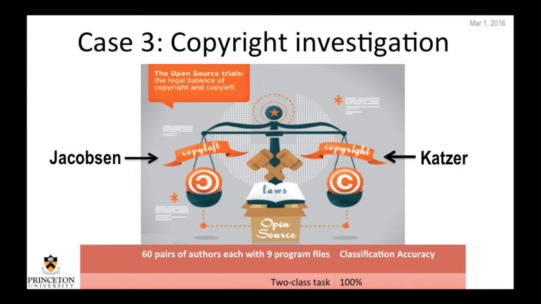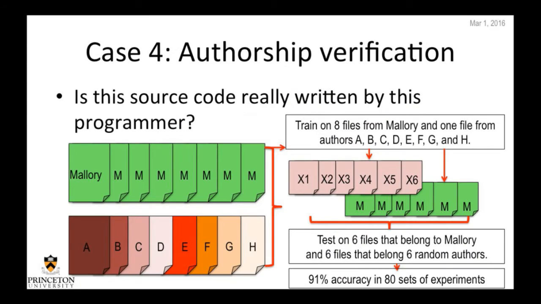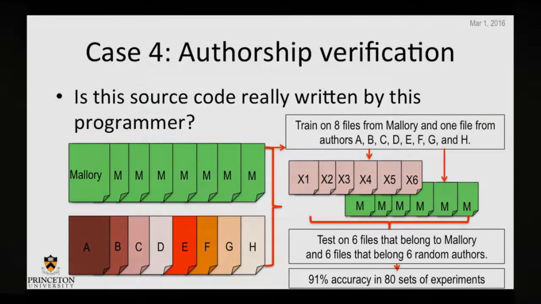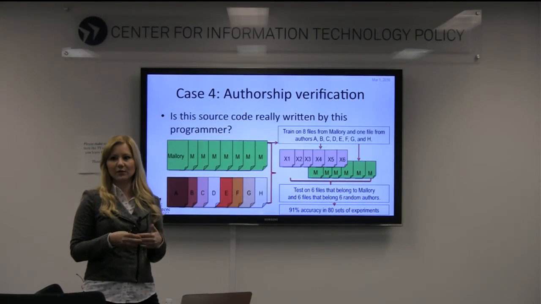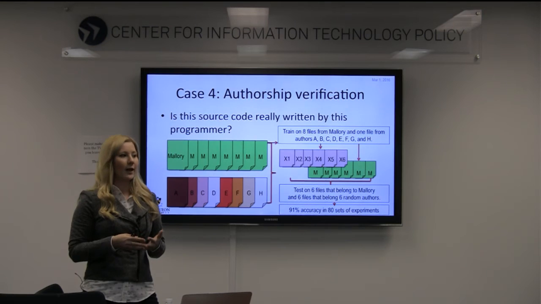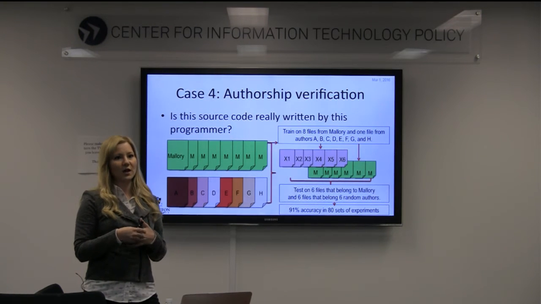Another case is authorship verification. Let's say that you work in a company and you have a code sample and your boss thinks that it was not written by you. In this case, what we can do is we can try to verify it with a 2-class approach. And here the first class would be Mallory. Mallory is the employee that claims the code has been written by her. And then we have the second class, which is the outside world.